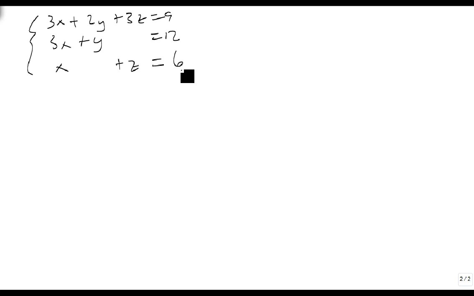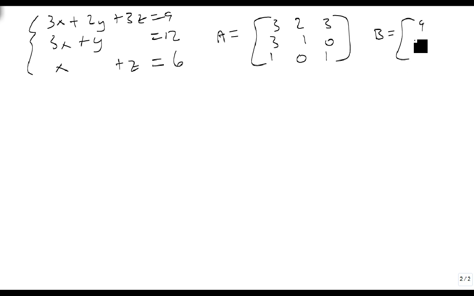So we're going to do this on a particular example, with the system 3x plus 2y plus 3z equals 9. That's a 3x, not a 2x. 3x plus y equals 12, and x plus z equals 6. This converts so that my A is 3, 2, 3, 3, 1, 0, 1, 0, 1. My B is 9, 12, 6, and my X is just the variables x, y, z. They're what I'm solving for. So now we just need to invert this matrix.